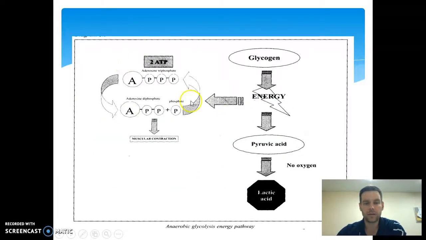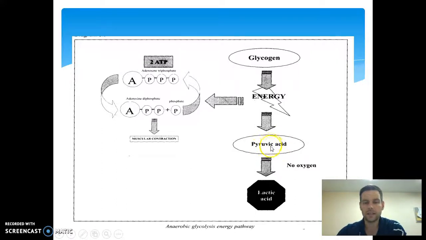So again, a flow chart and a cycle, ATP, ADP production. We receive 2 ATP molecules from this process this time, whereas the ATP-PC system only received 1. What's happening here is we're burning our glycogen, so we're breaking down our glycogen for energy production. Once we break down this glycogen for energy, it turns into something called pyruvic acid. Now this is a very important step.